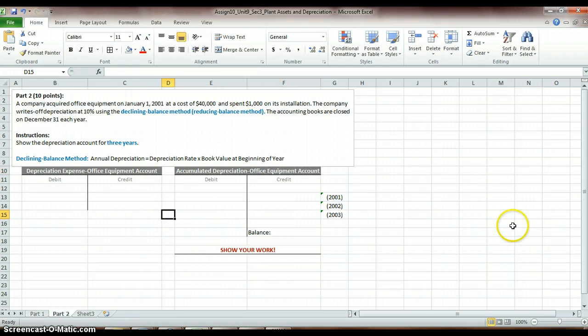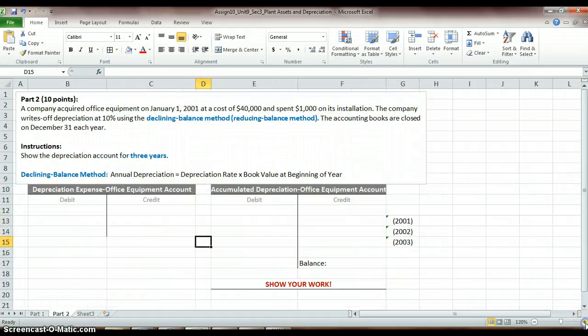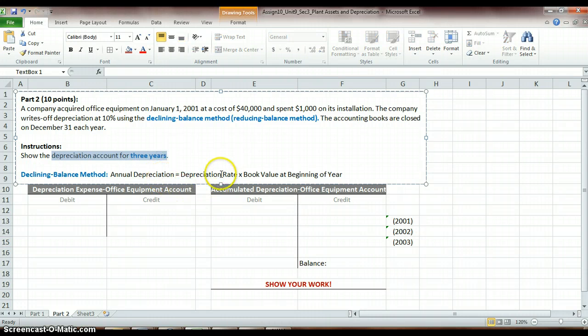So our situation tells us, let me zoom in a little bit for you. The company acquired office equipment on January 1st at a cost of $40,000 plus $1,000 on installation. The company writes off depreciation at 10%, again, using the declining balance method, also known as the reducing balance method. The accounting books are closed on December 31st each year. So this time it wants us to show the depreciation account over 3 years.